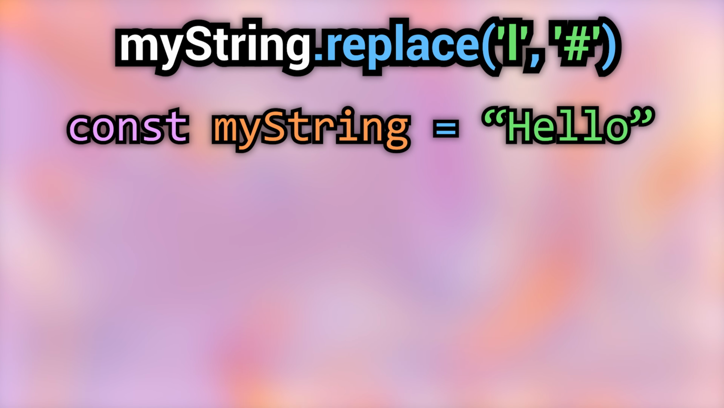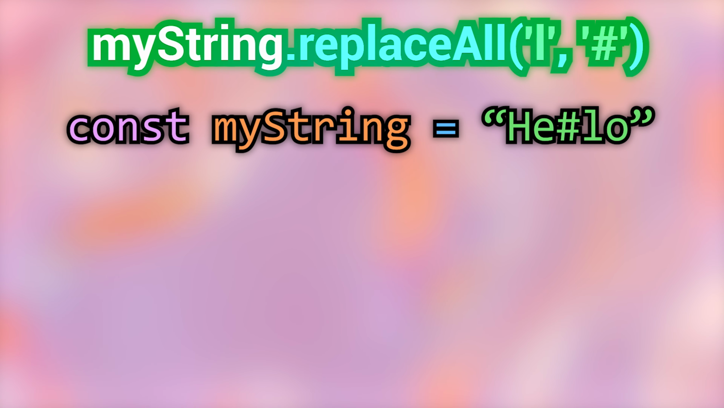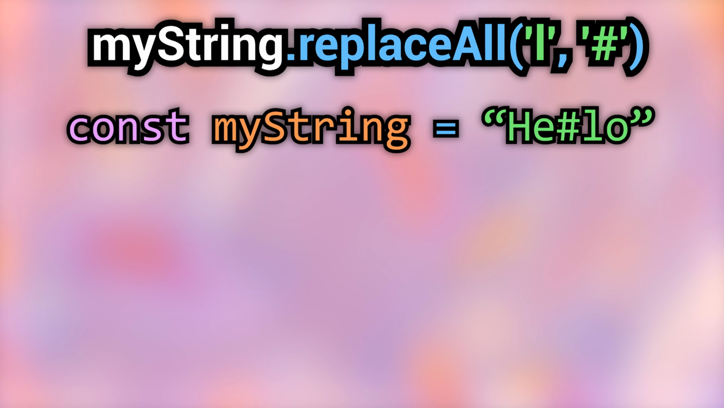The replace method replaces a single instance within a string. For example, if we typed hello.replace(L, hashtag), we would get back HE#LO. It chooses to replace the very first L that it sees in the string. If we want to replace every single instance of L, we can use the .replaceAll method. This works exactly the same, except it will replace every single letter L with a hashtag.